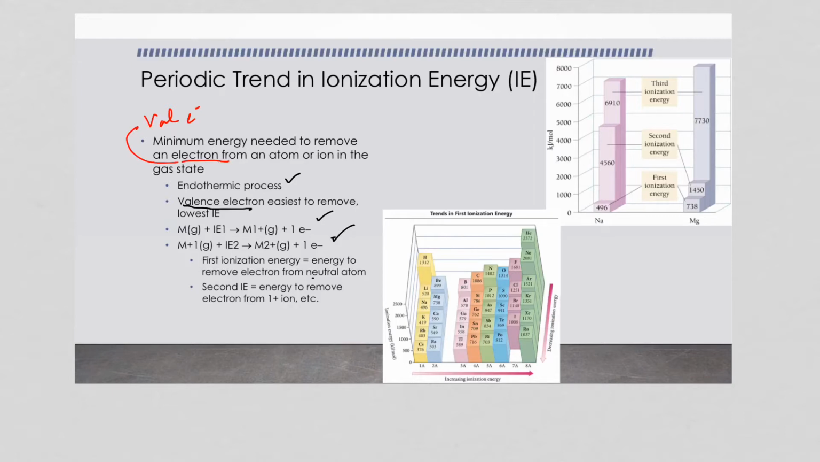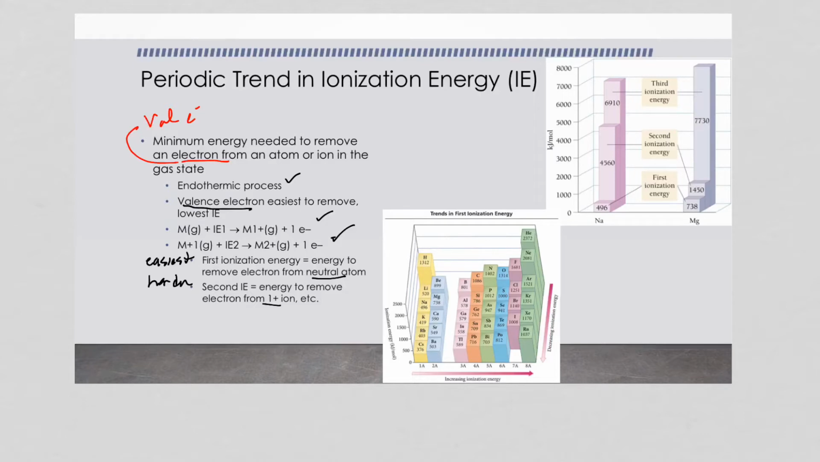So this is from a neutral atom. A second would be from the positive 1 ion. We could have a third to remove it from the positive 2, so if we took on a positive 3, etc. Every time we do this, this is going to be the easiest, the lowest energy. This is going to be harder. So every electron we remove is going to take more energy.